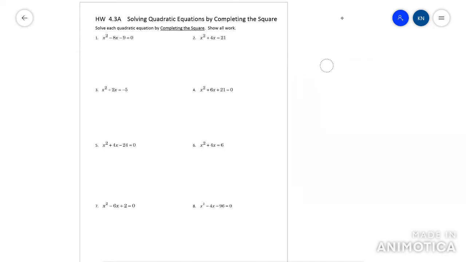Completing the square is something that a lot of students really struggle with. So let's start with number 4. I know, jumping around, but I want to start with number 4. Here's how you complete the square.